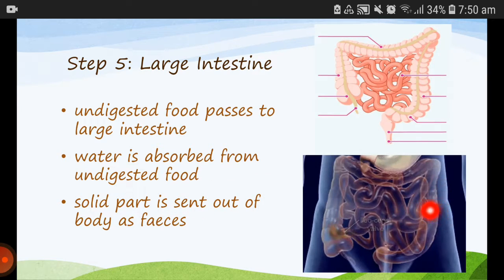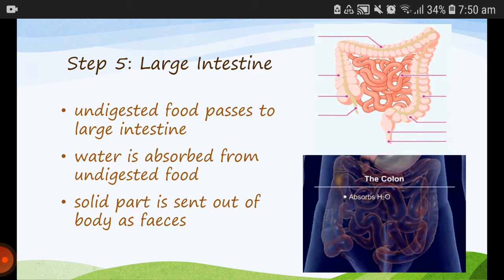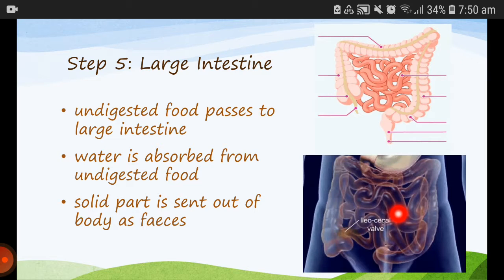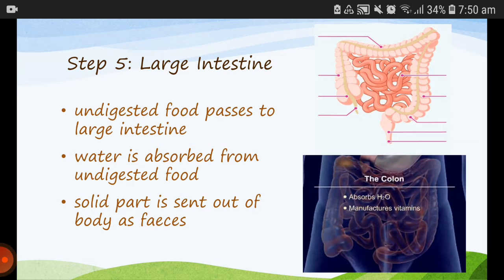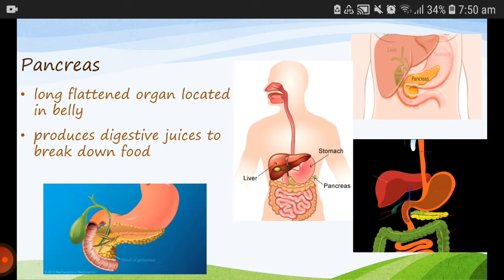You can see over here the food is moving, the undigested food, and the water is being absorbed as it goes by, and at the end the food will be removed from the body in the form of feces, okay. Now there are a few other organs which are part of the digestive system. We are going to look at them one by one.